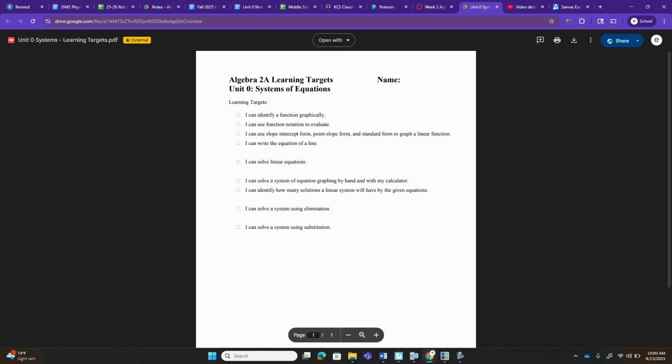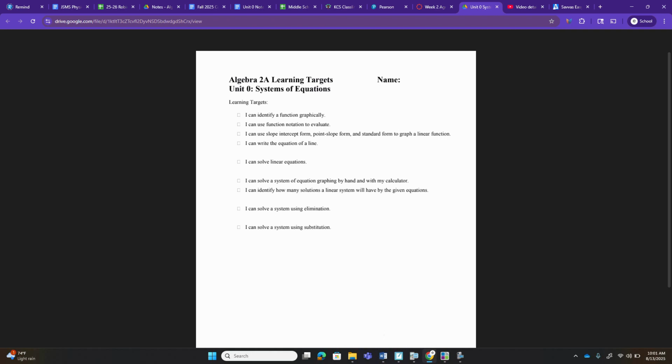I can identify a function graphically. I can use function notation to evaluate. I can use slope intercept form, point slope form, and standard form to graph a linear function. I can write an equation of a line. I can solve a linear equation. I can solve a system of equations by graphing by hand and with my calculator.